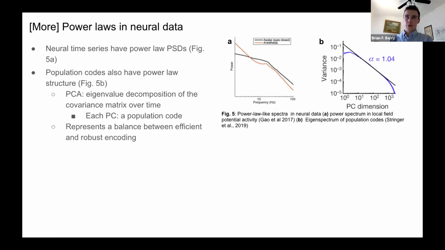The eigenvalue spectrum, or eigenspectrum, represents the distribution of population codes, each of which is made of contributions from certain neurons. And each code is orthogonal to the next. So the eigenspectrum is obtained from principal components analysis, a dimensionality reduction technique, which is the eigenvalue decomposition of the covariance matrix over time. And putatively, this power law shape represents a balance between efficient and robust encoding.